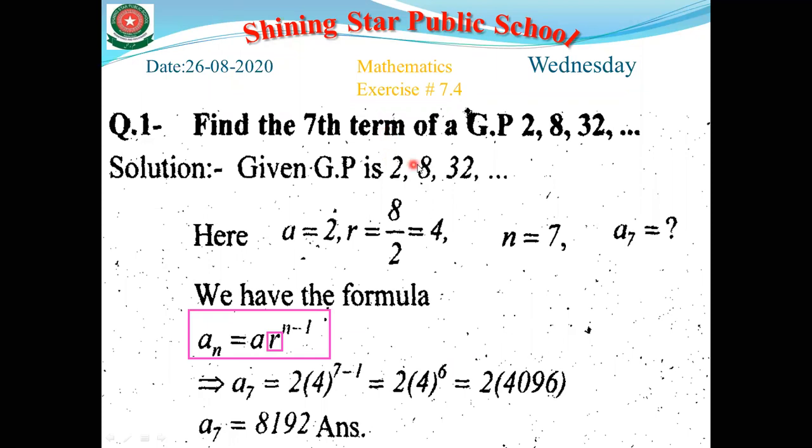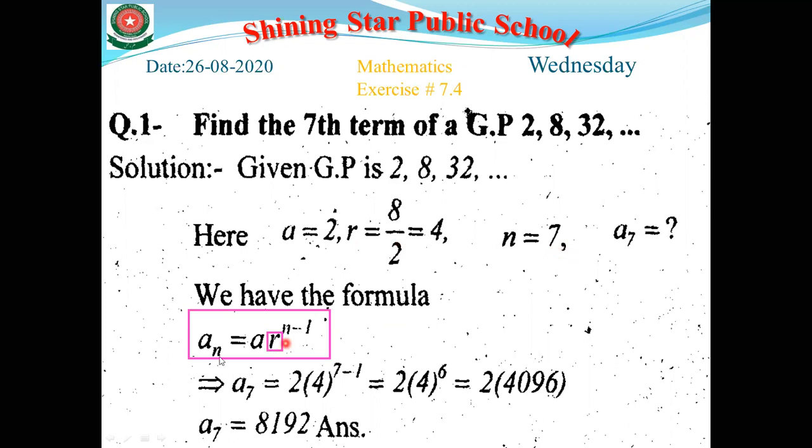Ratio means when we divide 4 by 2, it becomes 2, 8 divided by 2, it becomes 4, 32 divided by 8, it becomes 4. It means in GP, we must have an equal ratio between the numbers. So first of all, we have to find R, and then we solve this question. Now, R is 4, A is 2, N is 7.